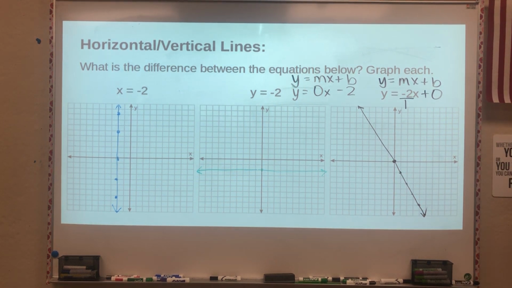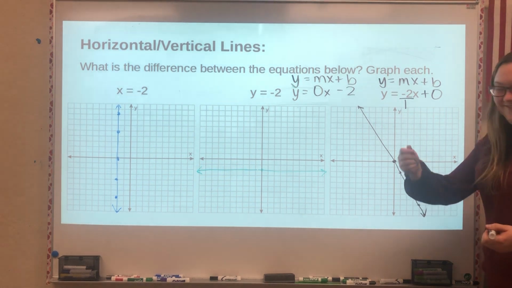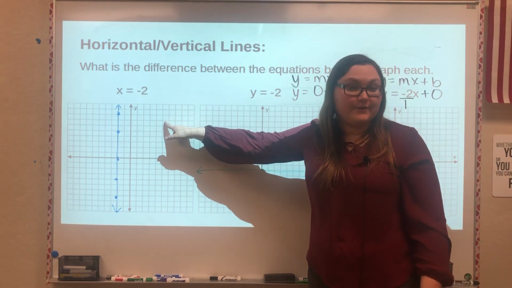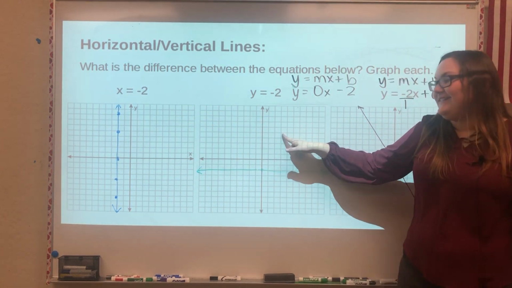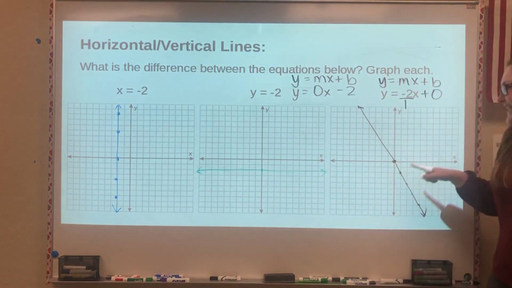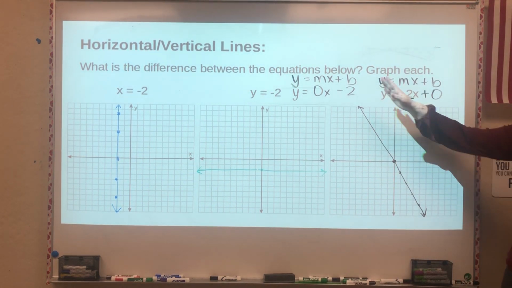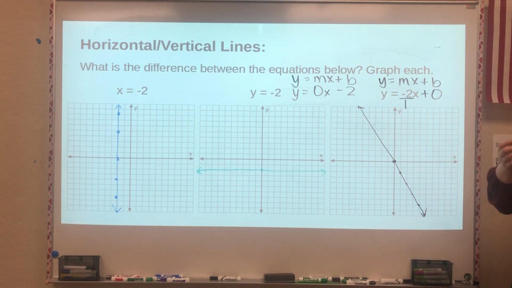If you wanted to compare these three, there's lots of different things you can say. At a minimum, I would say that the first one is a vertical line, the second one is a horizontal line, and the third one is a diagonal line. That's what a line is if it's not horizontal or vertical.